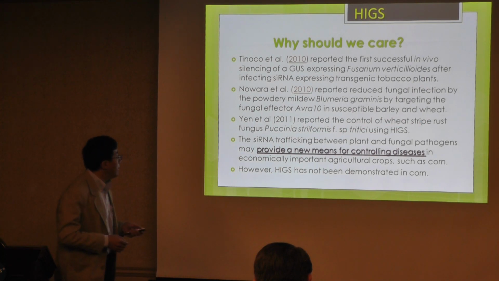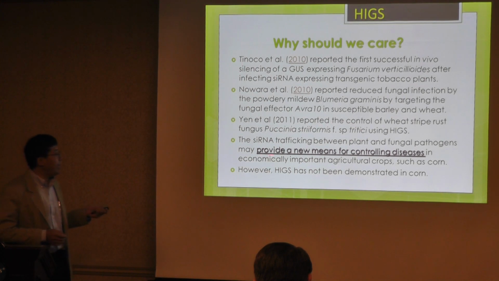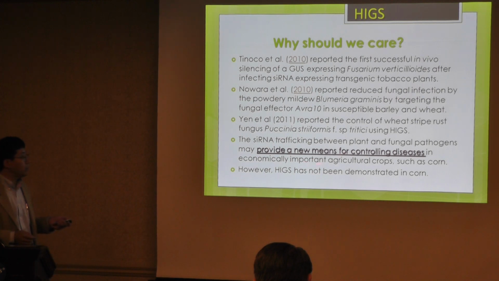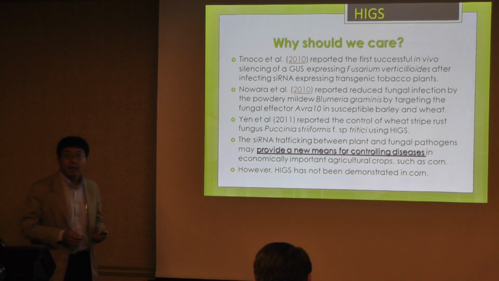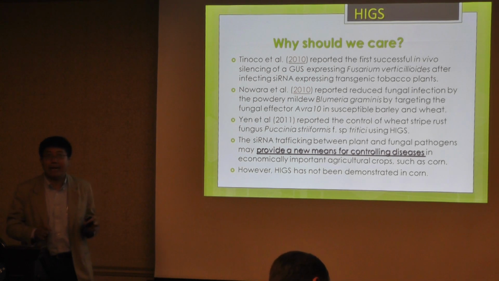So basically, small RNA trafficking between the host and the pathogen can provide a new means of disease control, which is important to us to control such as corn. However, this strategy has never been tried in corn. So this is our first attempt.